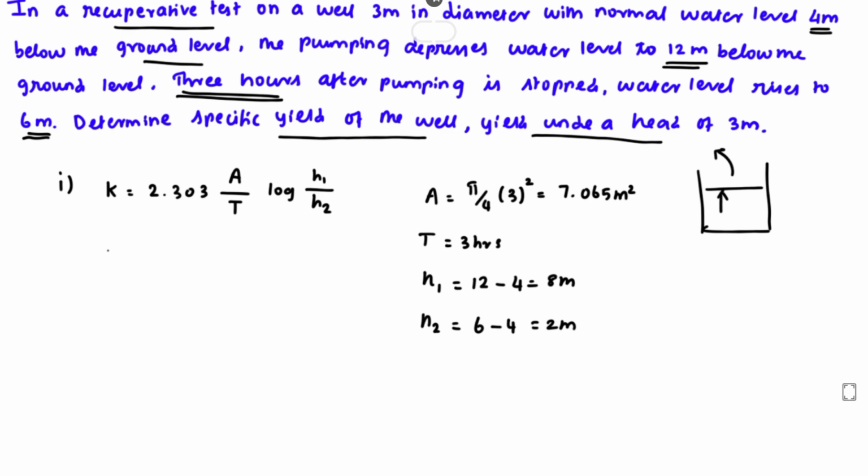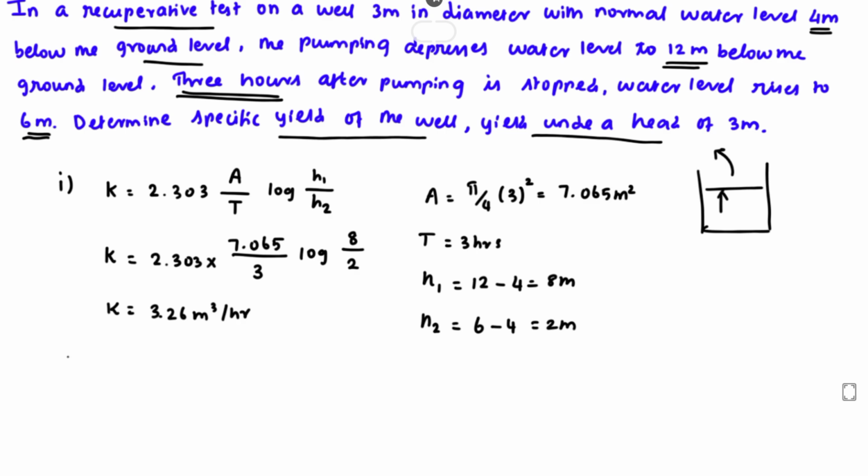Now we can substitute all the values over here. K equal to 2.303 into area 7.065 divided by T, which is 3 hours, into log H1, which is 8, divided by 2. Solving this, we got the value of 3.26 meter cube per hour. Okay, so this is the K value.